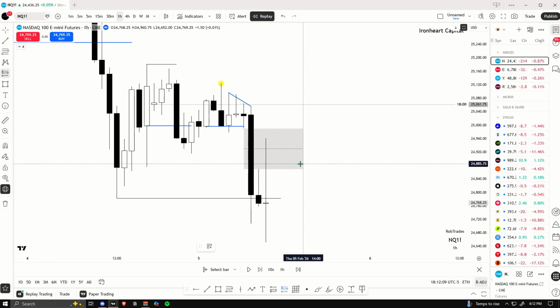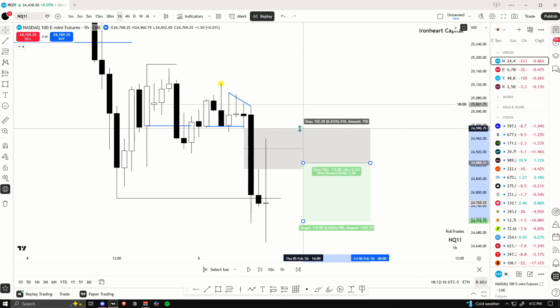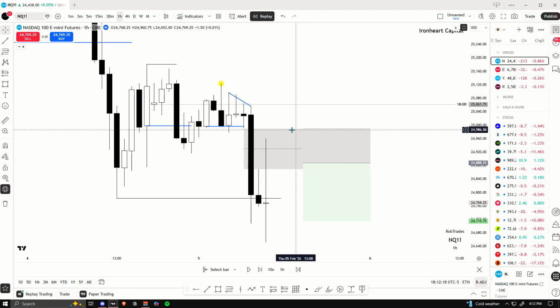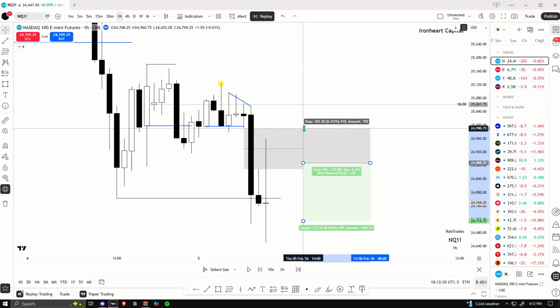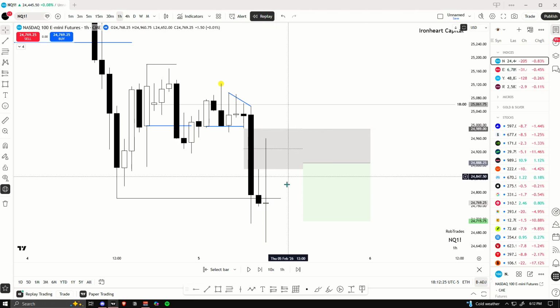I shorted at like 888, I believe, and my stop loss was up here. My stop loss was at 989. And so you can see I almost got stopped out.